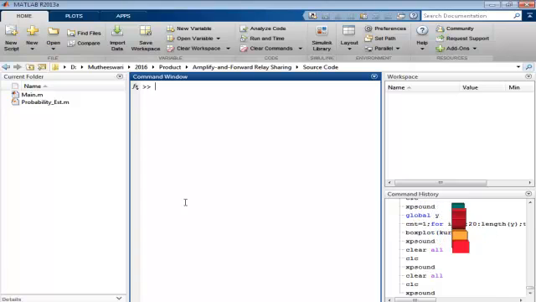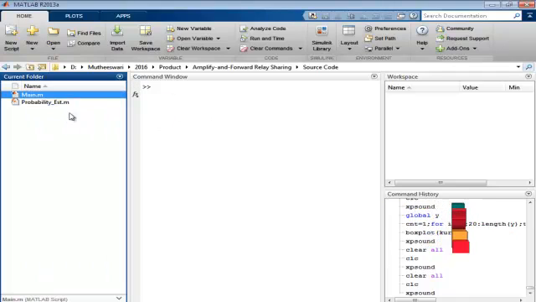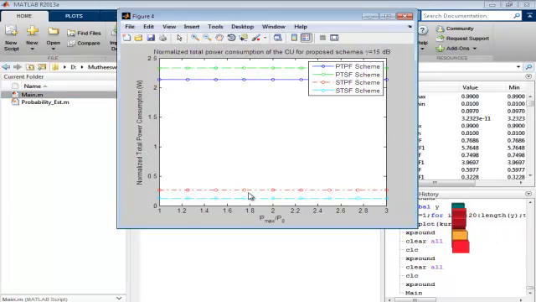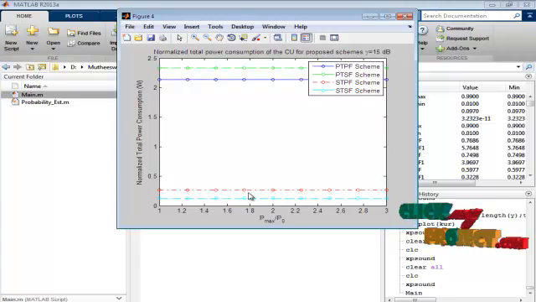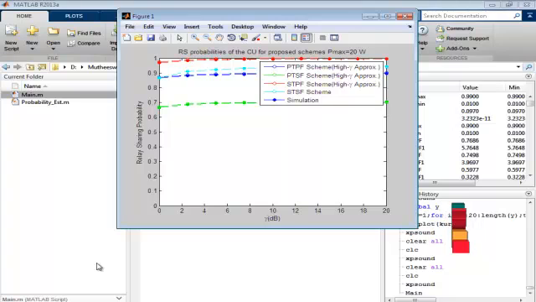Let me discuss the running procedure for our process. Select the main.m file in the current folder and run it for executing this process. Here we perform the amplify and forward relay sharing scheme. Here four schemes are proposed: one is the PTPF scheme, then the PTSF scheme, another one the STPF scheme, and finally the STSF scheme.